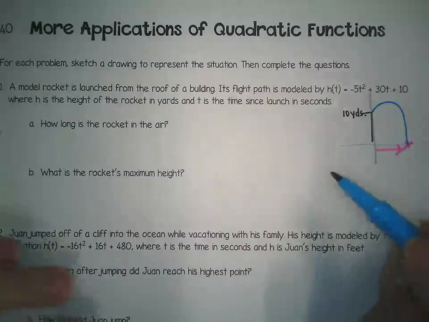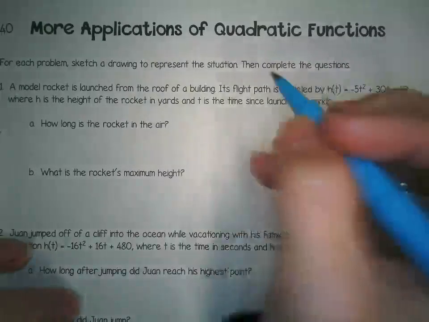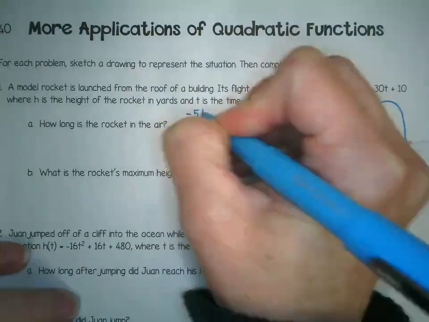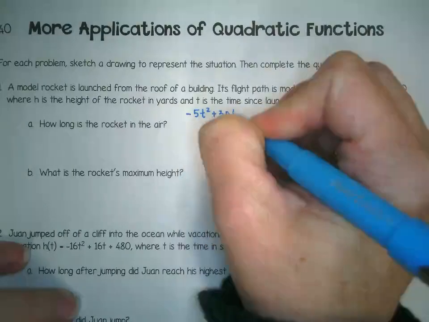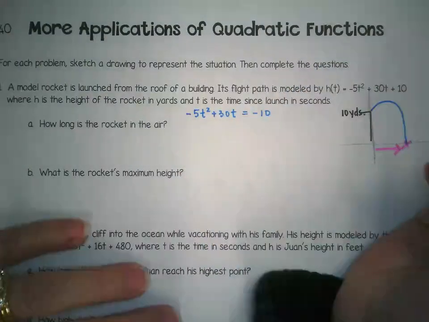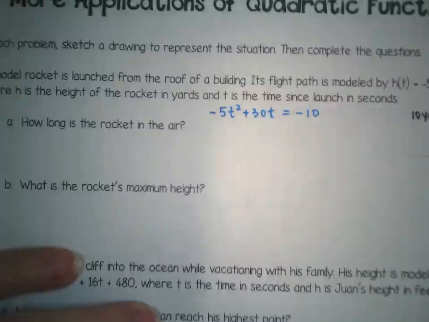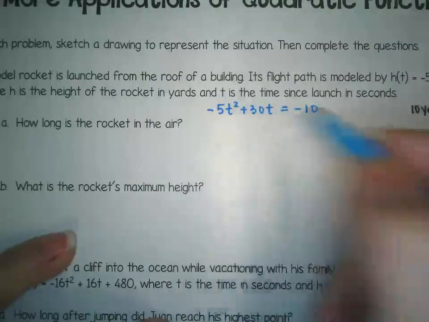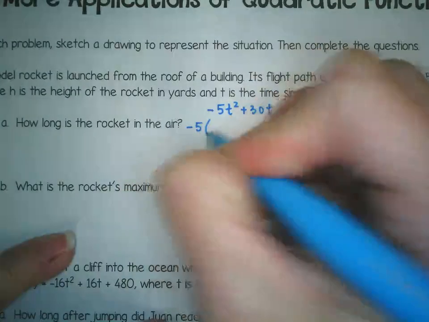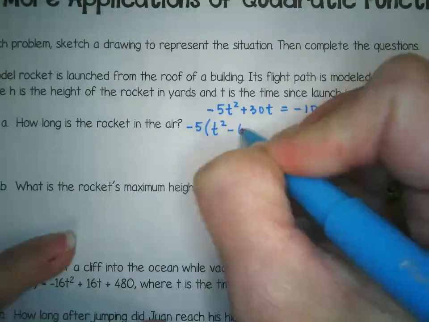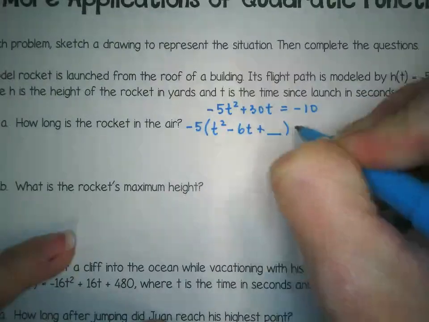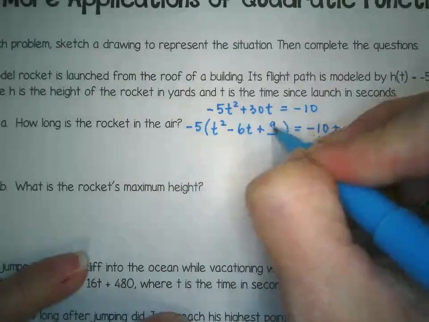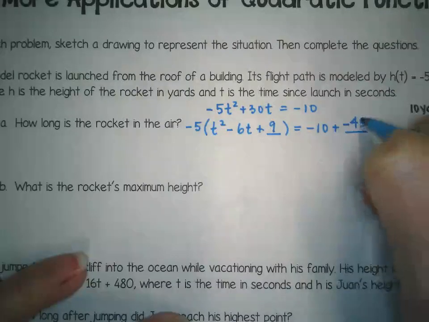All right, so first thing that I need to do is move the 10 to the other side. So I'm going to put my scratch work out here. I have -5t squared plus 30t equals -10. On the left side, I am going to take out -5, because when we complete the square, we can't do our shortcut with a leading coefficient. So that's going to leave us with t squared minus 6t plus blank equals -10 plus blank. All right, magic number here should be 9, which means over here it's -45.